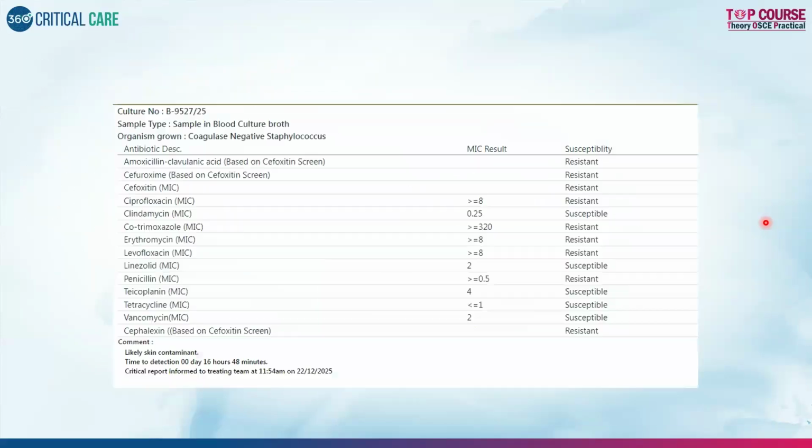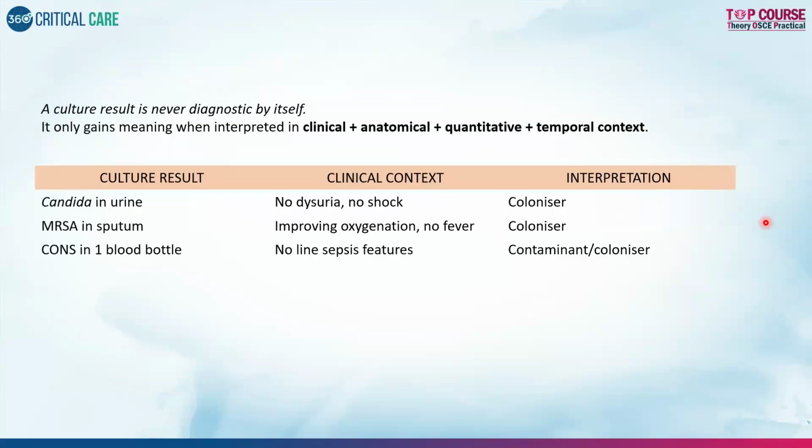Coming to the last one, it's about colonizers. CoNS is one thing, like you guys earlier told. Look for a colonizer. Colony forming units are something that we need to look at. Clinical status becomes very important. Whenever we're thinking of colonizers, look at where the infection is, the site, then the colony forming unit and the temporal context.